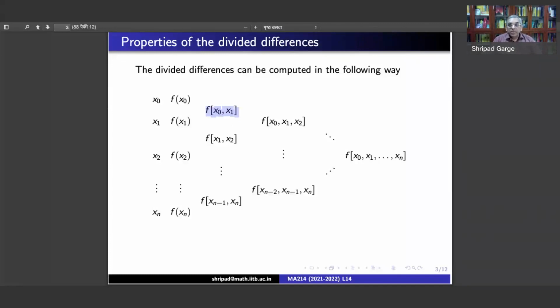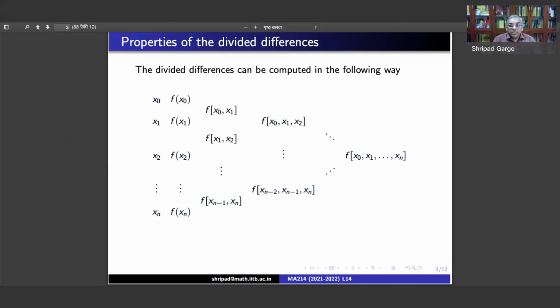If you go to this divided difference f of x naught x1 x2, then you extend from this point a triangle. The one level lower divided differences are f of x naught x1 and f of x1 x2. Then our formula to compute f of x naught x1 x2 will be that you look at f of x naught x1 minus f of x1 x2 and divide it by x naught minus x2. Or you can do it the other way: f of x1 x2 minus f of x naught x1 upon x2 minus x naught.